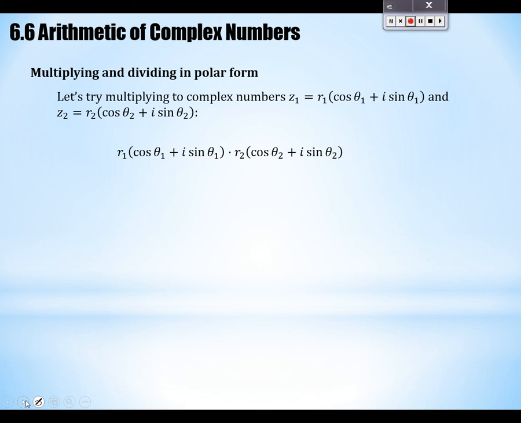And then work it through, right? Let's just do the algebra and see what happens. You multiply R1 and R2, you get R1 R2. And then what happens when you multiply these two binomials together? You get a cosine theta 1 cosine theta 2. You get some other stuff, right? You get 4 different things. You multiply that all out.